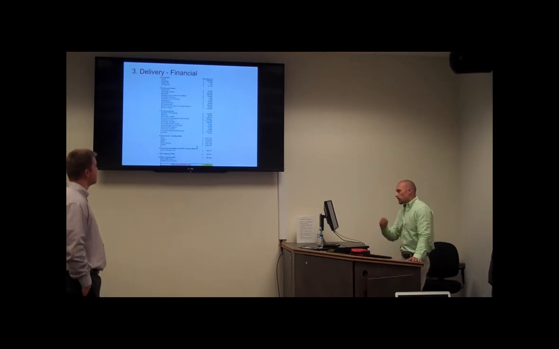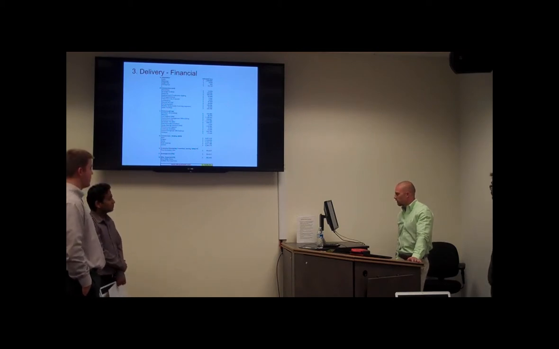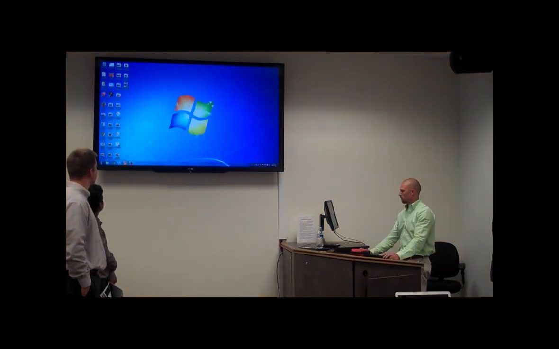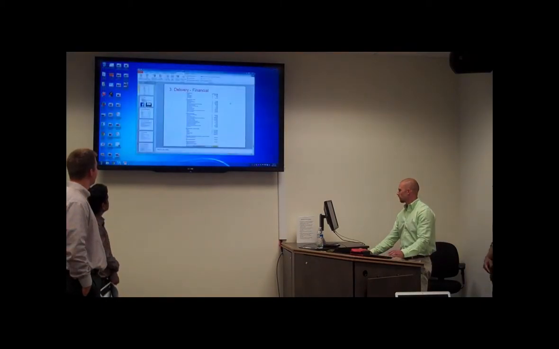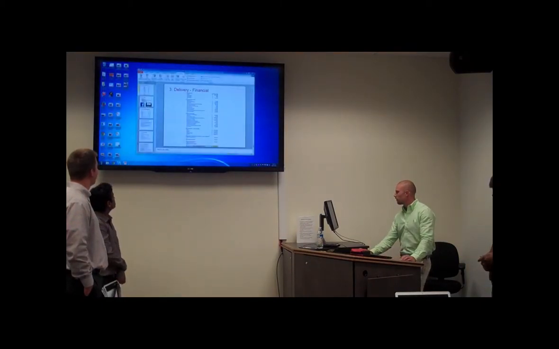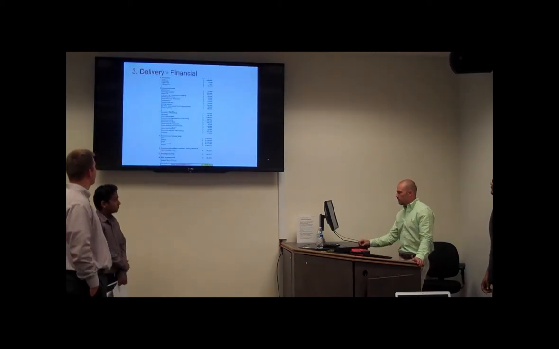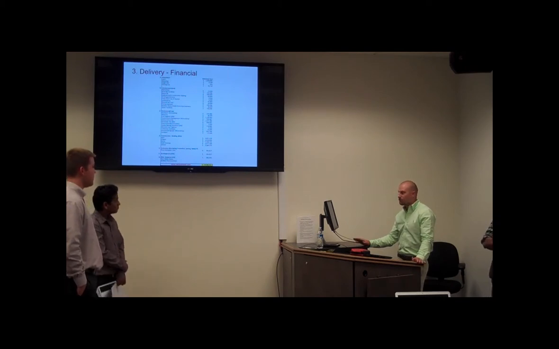Okay, so for the delivery of the financial side of the construction and the total development cost, it's about $20 million. And put in average contingency of 5%, which is $595,000.